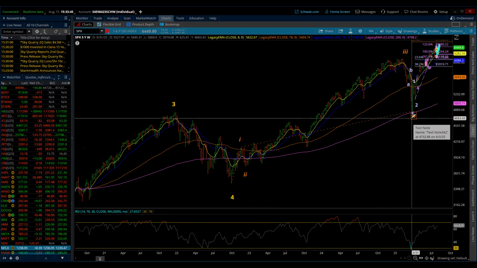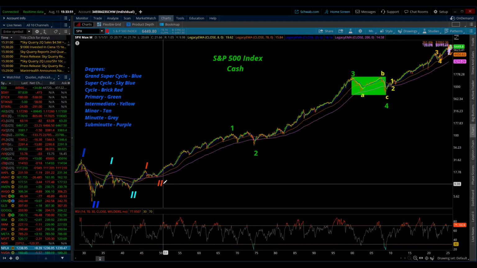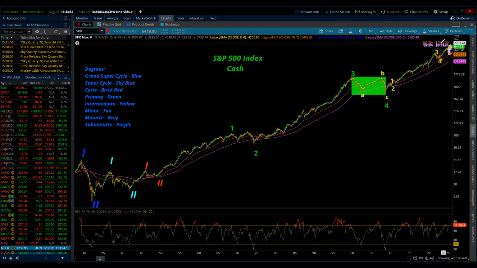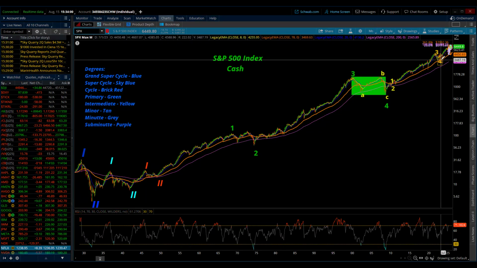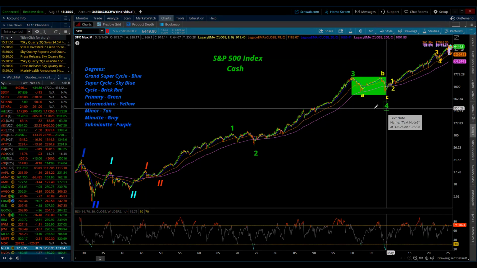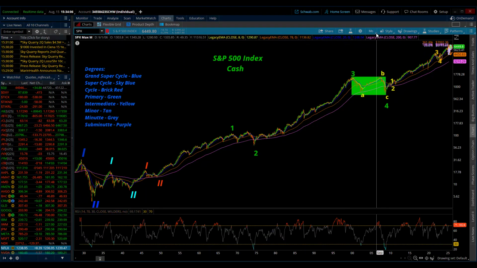Now, why do I keep doing it this way? Because I'm trying to demonstrate how close we are to finishing that, and go back out to my maximum, that cycle wave 3. So within cycle wave 3, we are in minor wave 5 of intermediate wave 5 of primary wave 5 of cycle wave 3. So we are very close to finishing that.